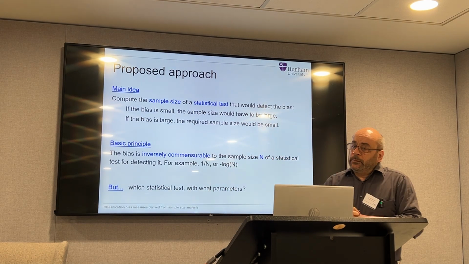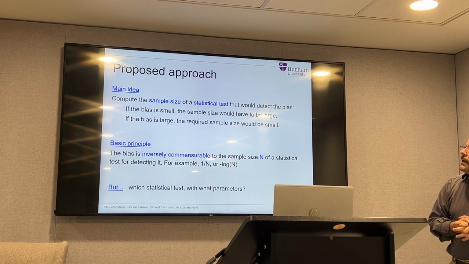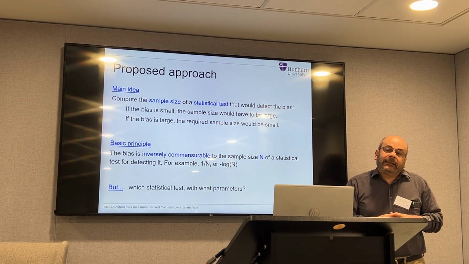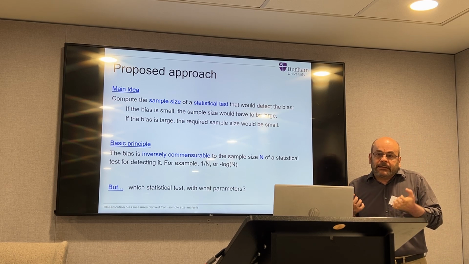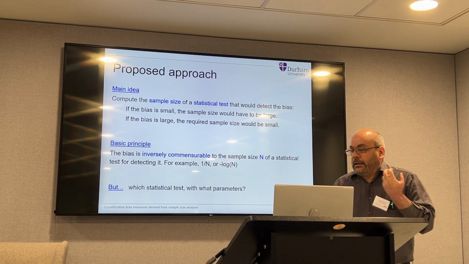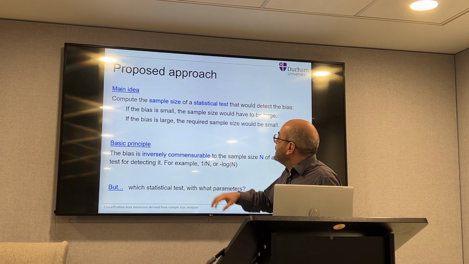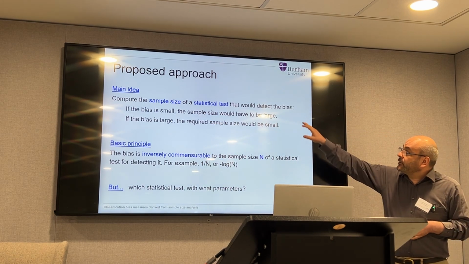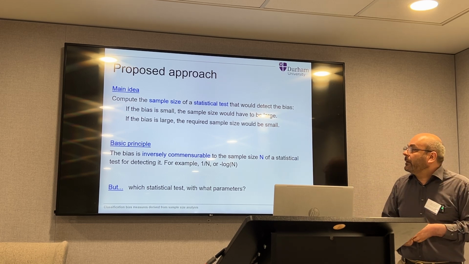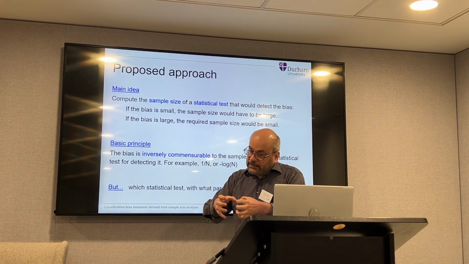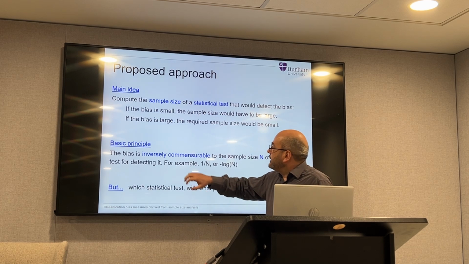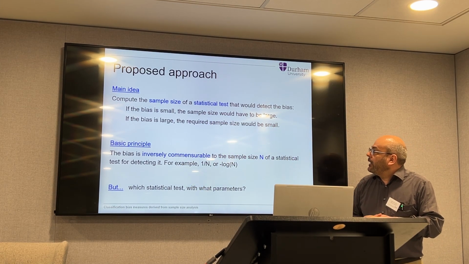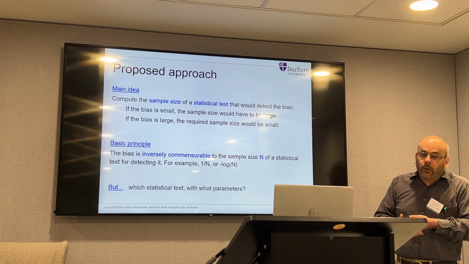So our proposed approach, the main idea, is to compute the sample size of a statistical test that would detect this bias. If the bias is small, if the error rates E1 and E2 are close to each other, and I do a statistical test to compute its sample size, it should be large. It's difficult to tell them apart. If the bias is large, if the performance is very different, I should be able to detect it statistically easily, with a small test.